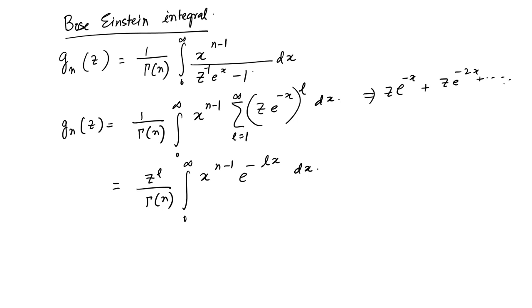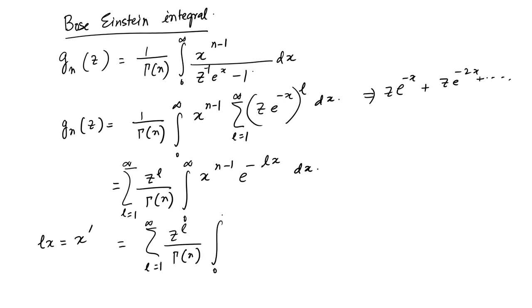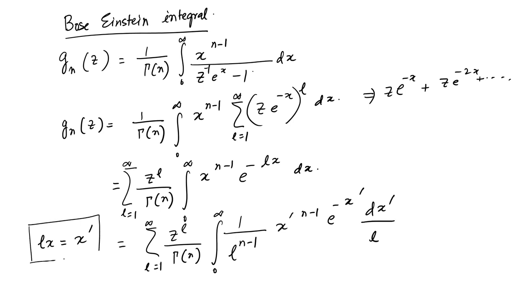So, we write it like this, and if you make a bit of substitution, that is Lx equal to some x prime, then we can write this as sum over L equal to 1 to infinity, which I forgot here. So, we have a z to the power L, 1 by gamma n, and because of this transformation we have 1 by L to the power n minus 1, and x prime to the power n minus 1 exponential minus x prime, and we have a dx prime by L. This is just a simple substitution where Lx is written as some other variable, x prime.